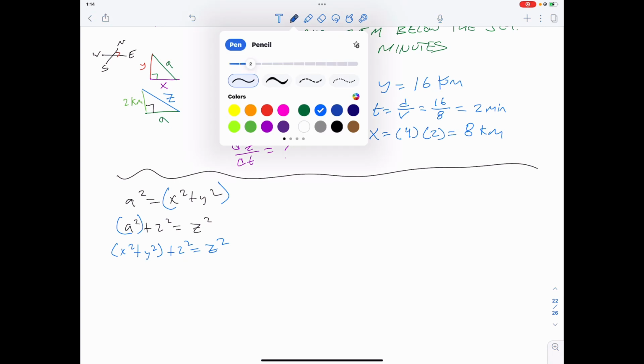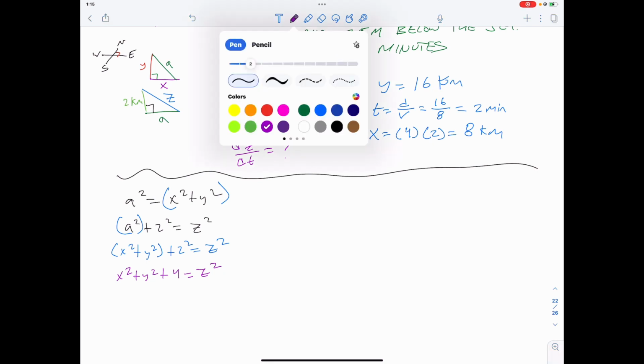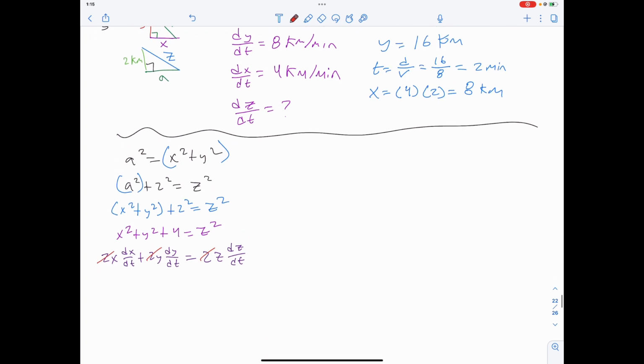Well, that means that x squared plus y squared plus 4 is equal to z squared, and I can differentiate this. When I differentiate this, I'm going to get 2x and dx over dt plus 2y and dy over dt. The constant of 4 is just going to become 0, and 2z and dz over dt. Like in our previous cases, we're going to divide out the 2 to cancel that out, and then I'm going to substitute what I know.